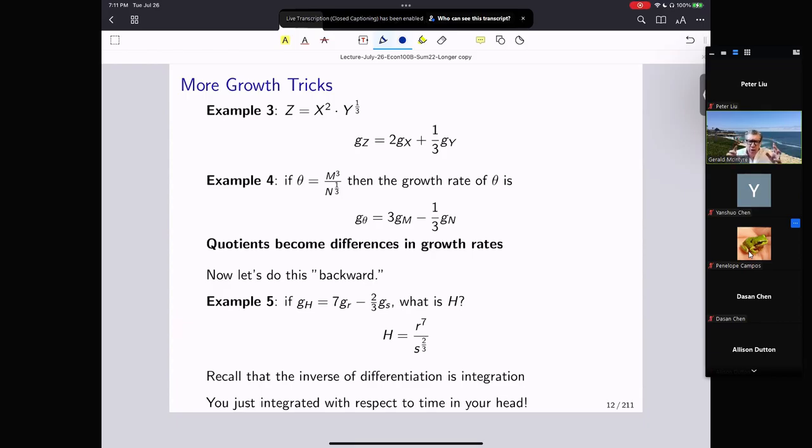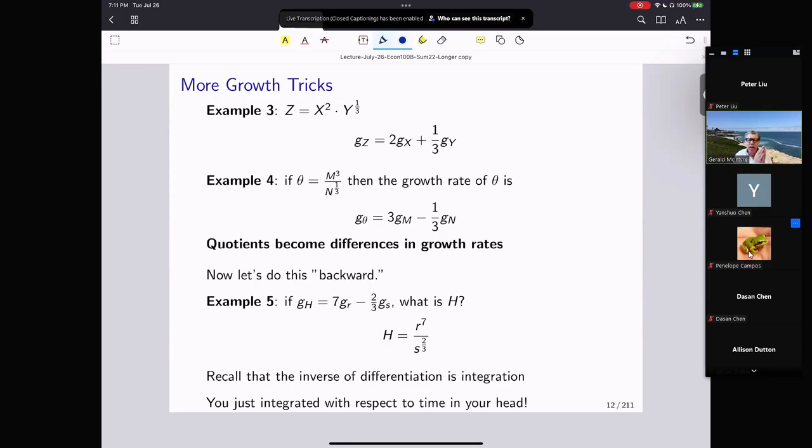Hang on to these growth tricks. Practice these growth tricks. There'll be some questions on the quiz this week, a Canvas quiz on these growth tricks. Use them. They're very useful to be able to break down the variables we're studying into their subsequent parts.